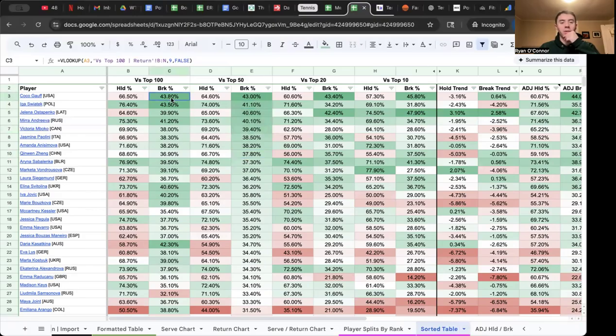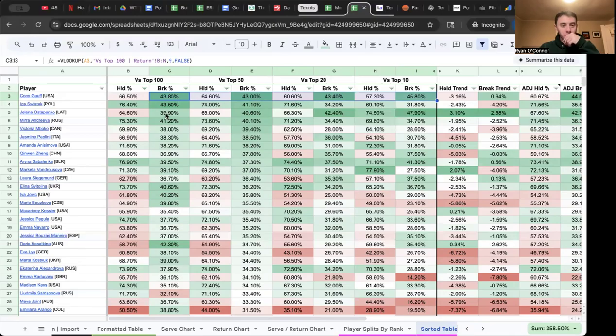She breaks at 43% of the time against top 100, 43% against top 50, 43% versus top 20, 45% versus top 10. So she actually plays better and breaks more against better competition. And she already breaks better than everybody. So basically it's just she's really good at returning, which isn't a shocker. But the level of opponent doesn't matter. In fact, if they're better, they're going to get broken more, which is kind of crazy.